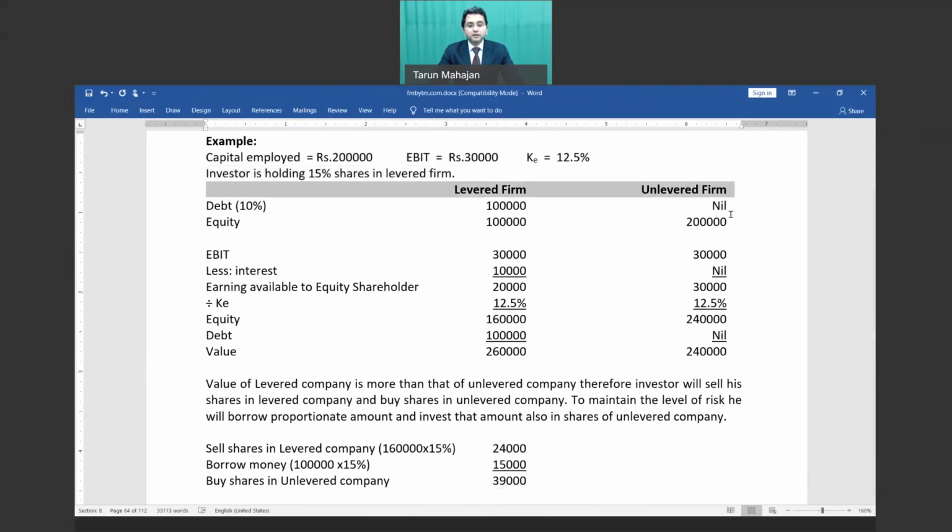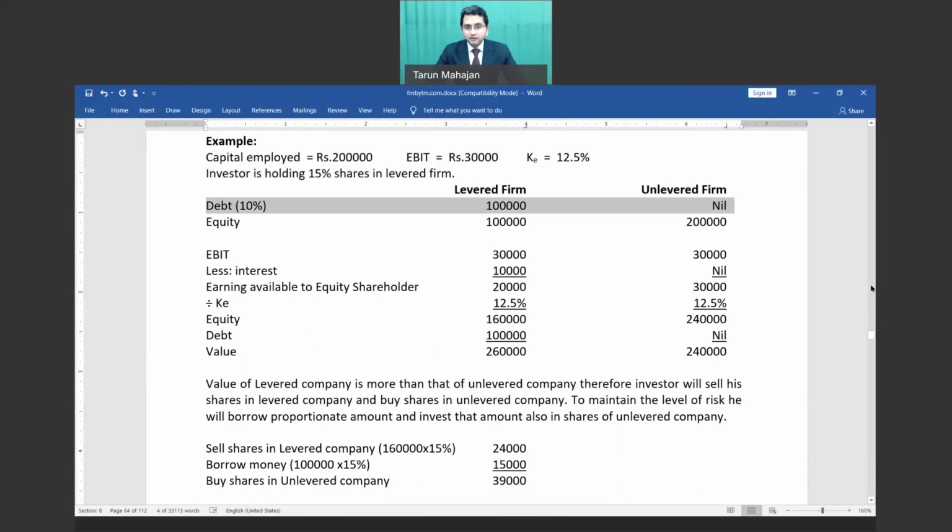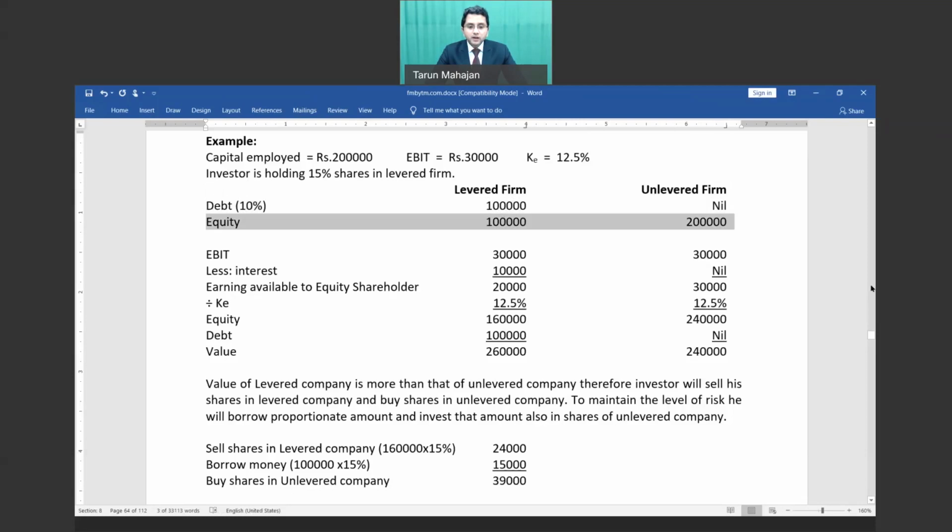Okay. What is levered firm? If you borrow money, you become levered firm. If you don't borrow money, you remain unlevered firm. See, levered firm has debt of rupees 1 lakh at the rate of 10%. And unlevered firm is purely financed by equity.